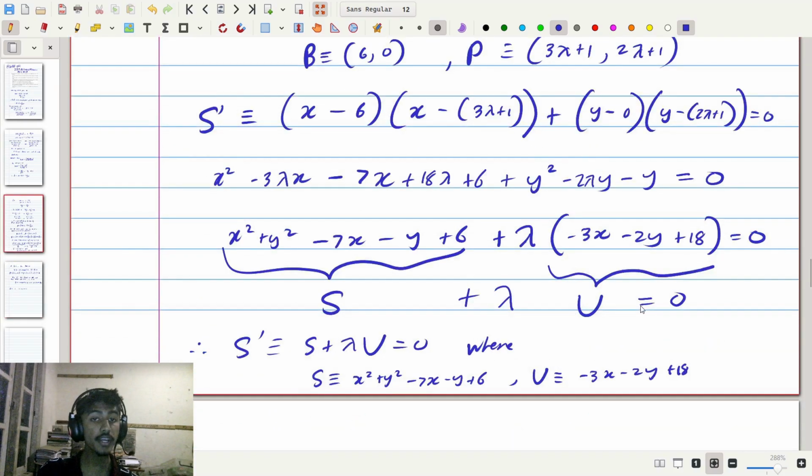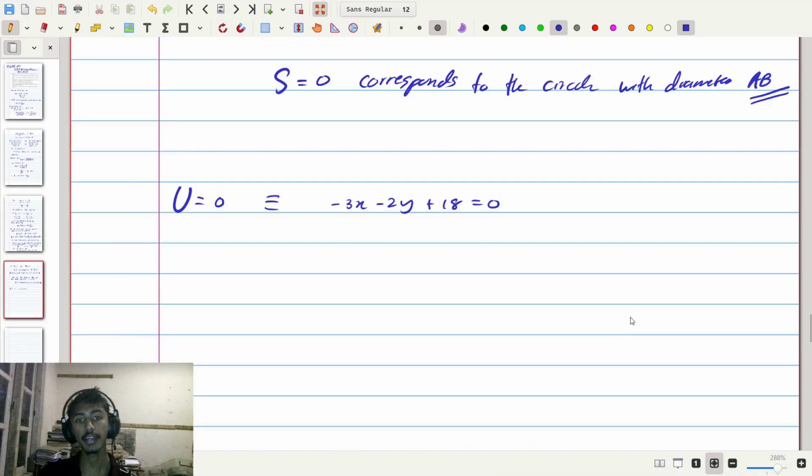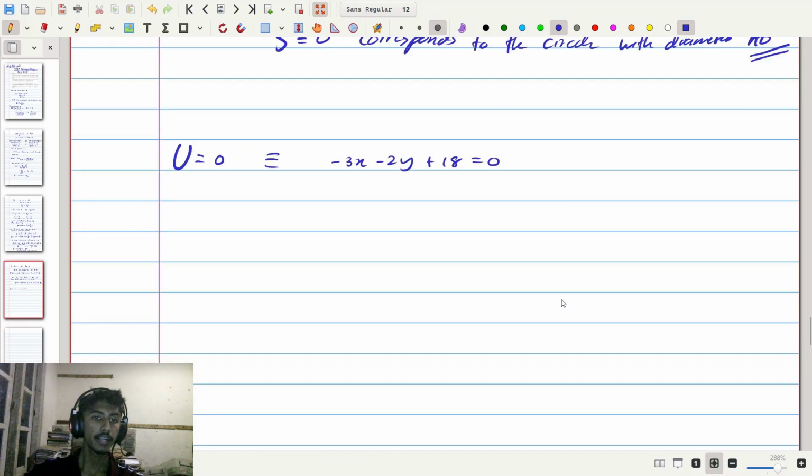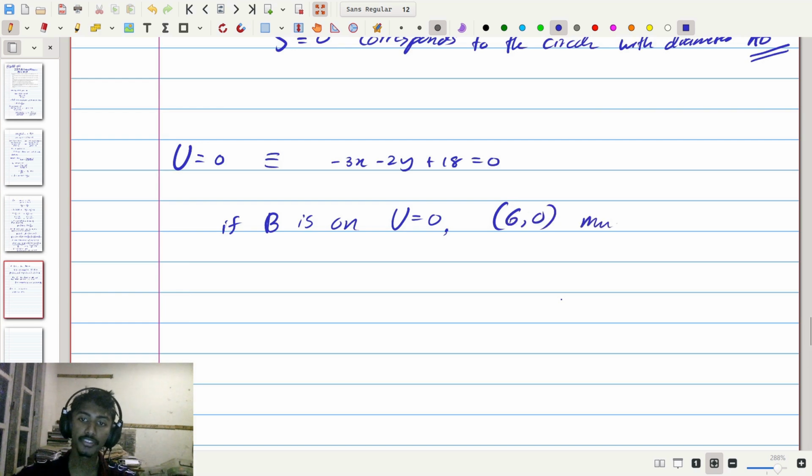Now from this, what we can do is to check whether this line is going through the point B and also check whether this line is perpendicular to the line L. Now first off, if B is on u equals 0, then the coordinates of B, which are 6, 0, must satisfy u equals 0. So we can just check by substituting x equals 6 and y equals 0 and see if those two coordinates satisfy u equals 0.